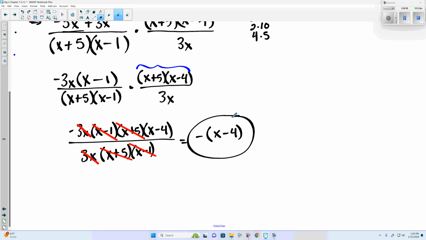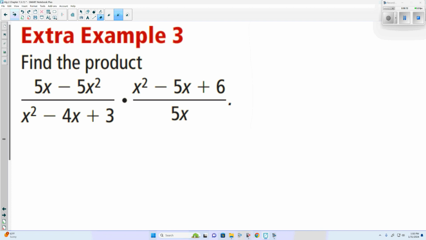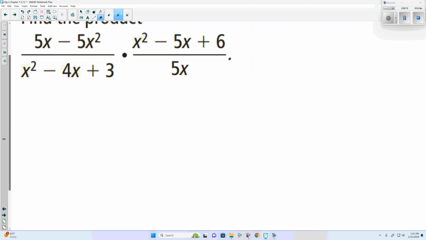If the x minus 4 had been at the bottom of the fraction, then we'd have the 1 over. So we don't have to put the 1 on bottom, but we do need to put it on top. Questions on this here? You ready for another one just like it? Find the product of these here.